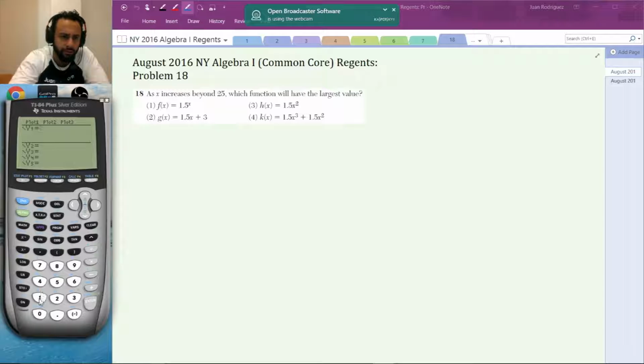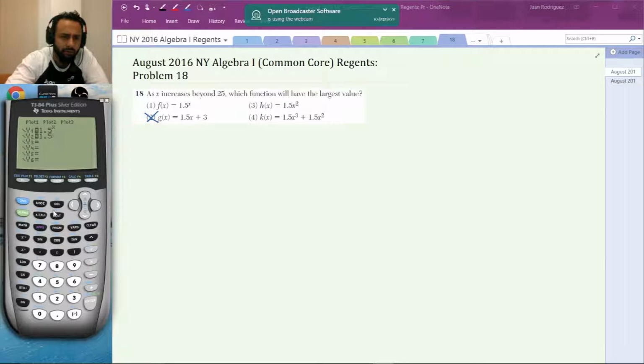But we could do this, 1.5 to the x, and just compare the values. That's the way you should do this. You should not sit there and guess on this question. Why bother guessing if you could actually let the calculator evaluate it for you? I'm going to eliminate choice 2 just offhand because this is a linear function. There's no way that this is going to be bigger than any exponential or any quadratic function.